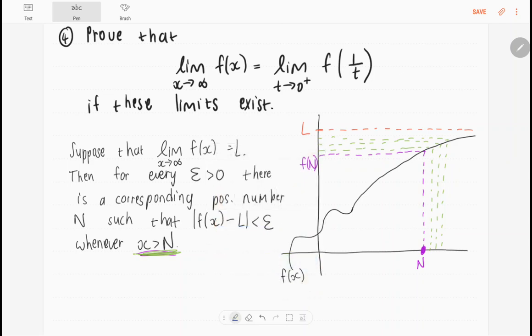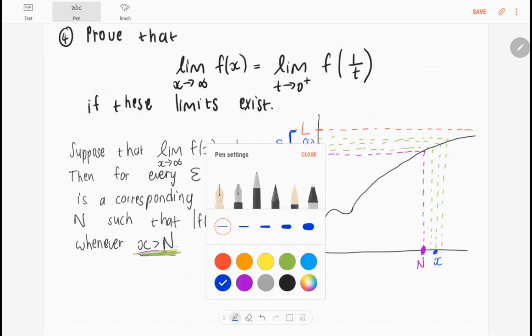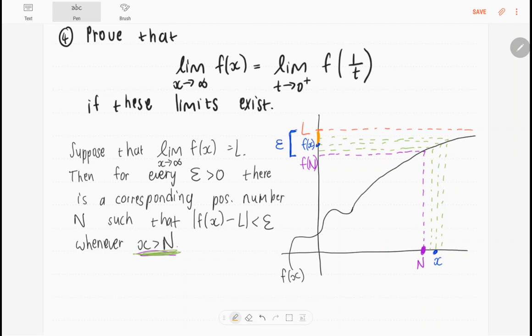Epsilon is this distance. So epsilon is the distance between L and f of n. So if we choose an x greater than n, so if we choose an x to the right of n, then the distance between f of that x and L, this little part here, is less than epsilon. Right, so that's what we've said so far.